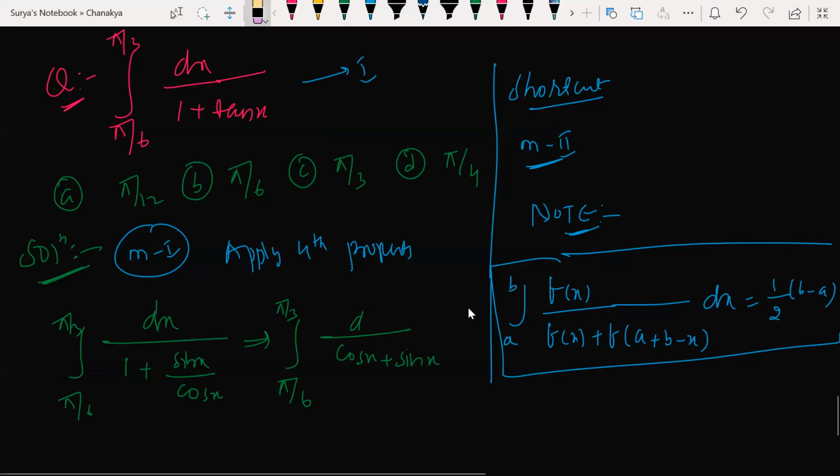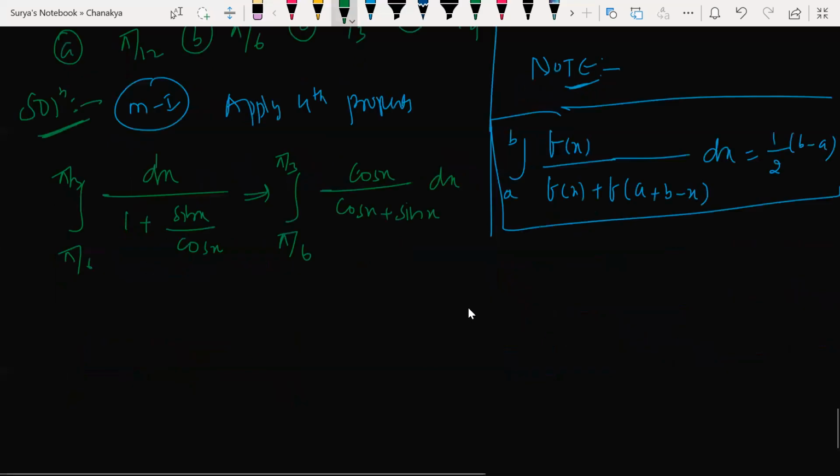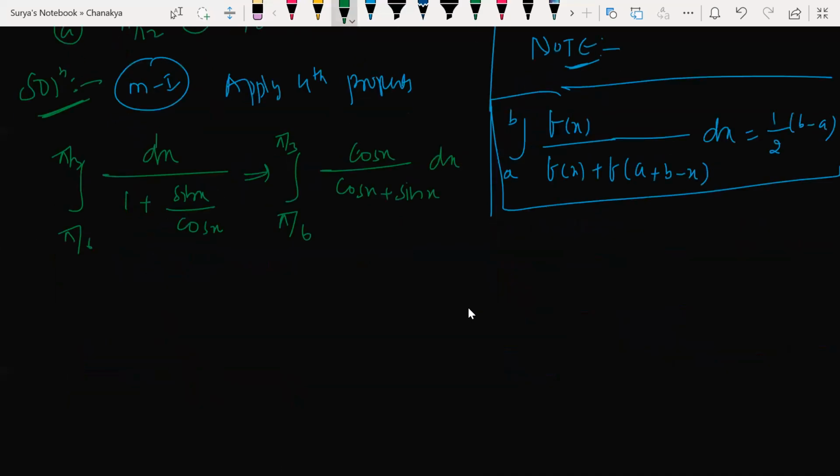Sin x by cos x. The denominator cos x will go to the numerator. Okay. Yes. Now what happens here? Tell me. Now you just check. Now you check here.